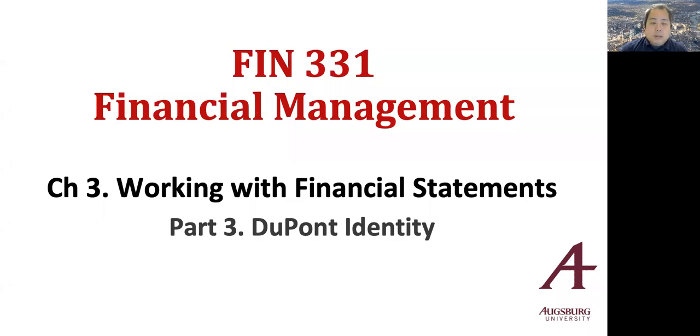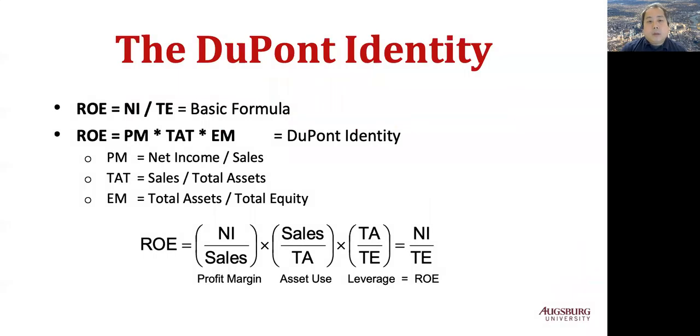Hello, this is the final part of chapter 3, the DuPont identity. This is an application of the ratio analysis. The DuPont identity is an extension of the ROE formula.